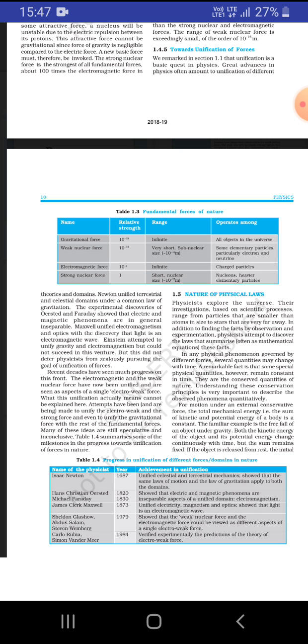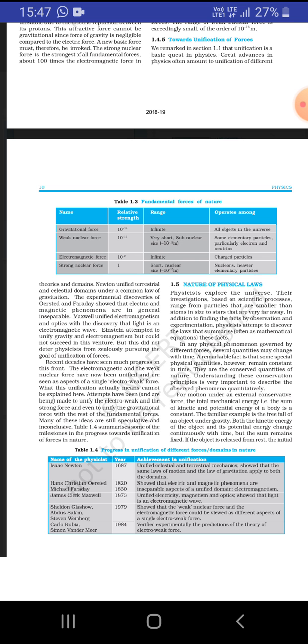So, nature of physical laws. What are laws? Physicists explore the universe, and their investigation, whether on the atom or on that law, gives the information about it. In physical phenomena governed by different forces, several quantities are there. There are several forces, and they should have a physical quantity. However, it should remain constant in time. That means when they do an experiment, that constant time should be written.